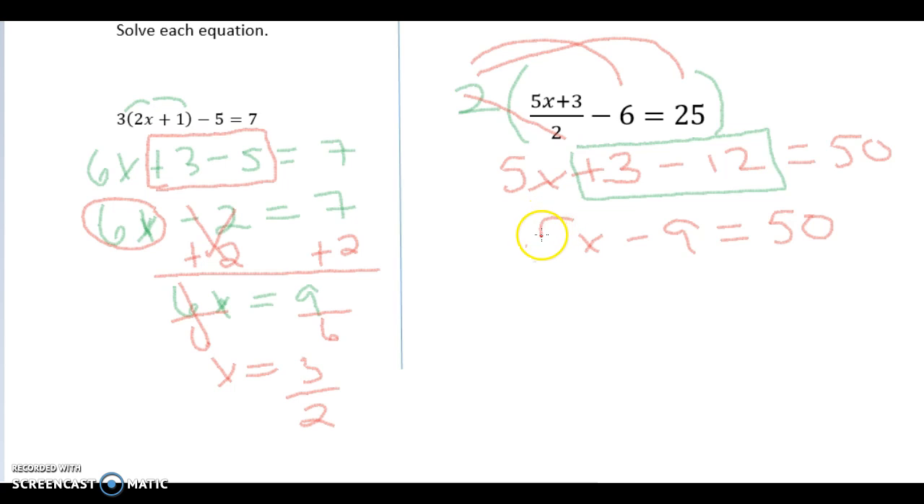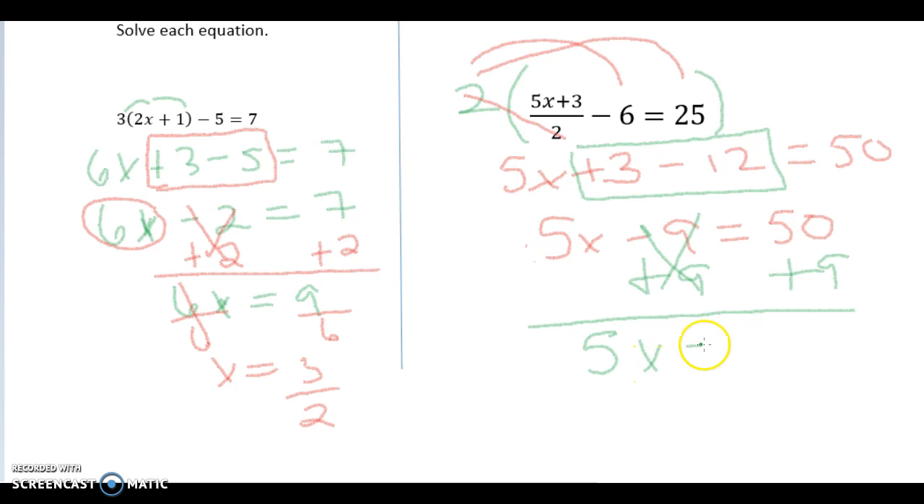All right, so once we have the equation, all variables are together. We have now to isolate it, and we have to get all the other terms on the other side of the equal sign. So we're going to use inverse operations. We're going to add the opposite, which is 9, to both sides. -9 plus 9, those cancel. We have 5x equals 59.